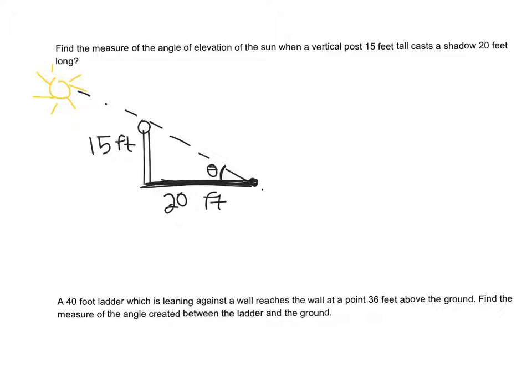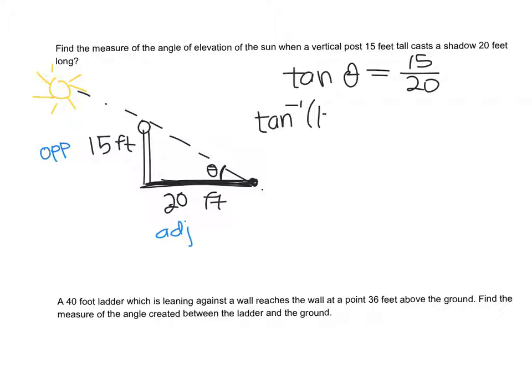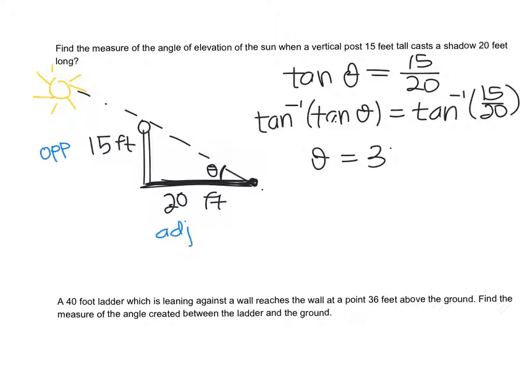So if we figure out what sides we're given, we have the opposite side of 15 feet and our adjacent side of 20. So we're going to use tangent. So tangent of theta equals 15 over 20. And in order to solve for an angle measure, we use inverse trig functions. So we're going to take the tangent inverse of both sides. So using a calculator to evaluate the tangent inverse of 15 over 20, we get that the angle of elevation theta is 36.87 degrees.